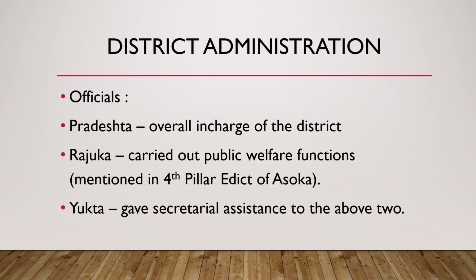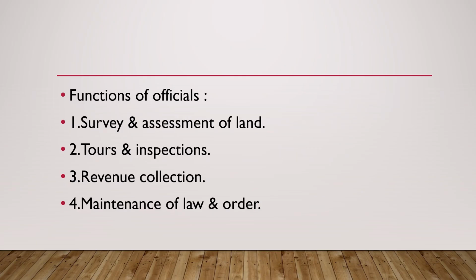The officials listed at the level of district during this period were mainly Pradeshta, Rajuka and Yukta. Pradeshta was the overall in charge of the district. Rajuka carried out public welfare functions, and it is mentioned particularly in the fourth pillar edict of Ashoka. Yukta was a junior officer giving secretarial kind of assistance to the other two. Now, the functions of these officials included the survey and assessment of land, tours and inspections, revenue collection, maintaining law and order, etc.